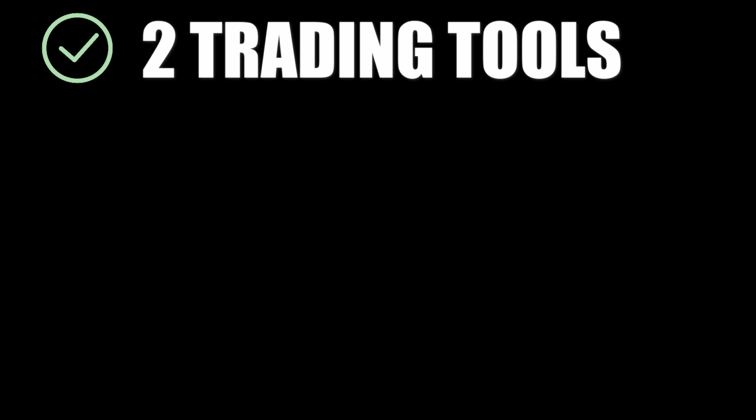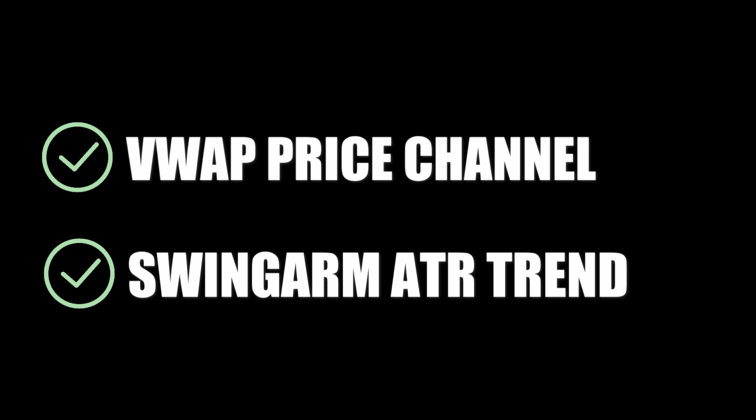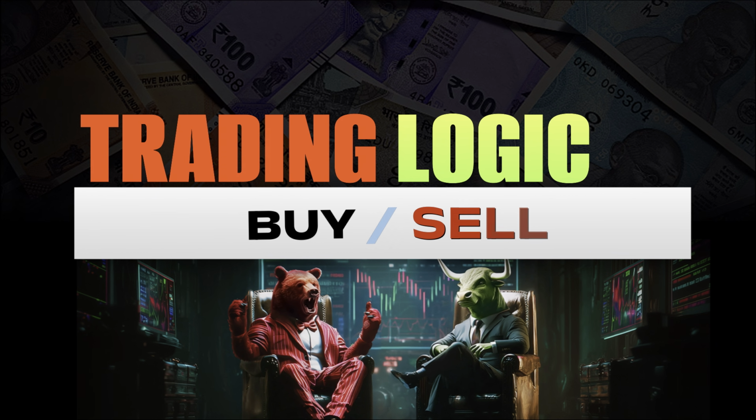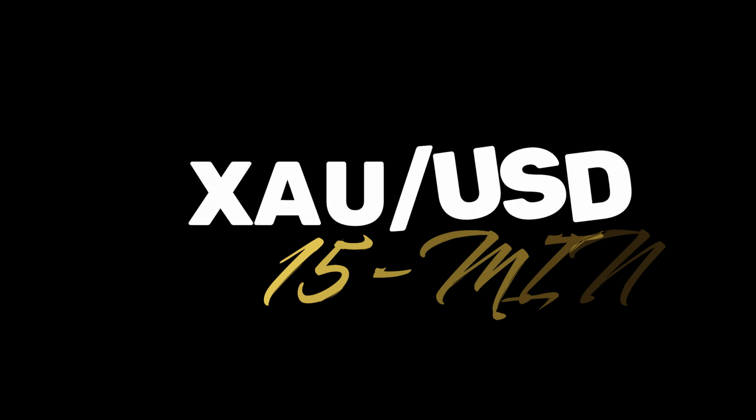Now you've got two tools. The VWAP Price Channel shows you structure, the SwingArm shows you momentum. But you still can't just buy every green signal or sell every red one. That's amateur hour and it's costing you money. Let me walk you through the logic. Look at the XAUUSD 15-minute chart.